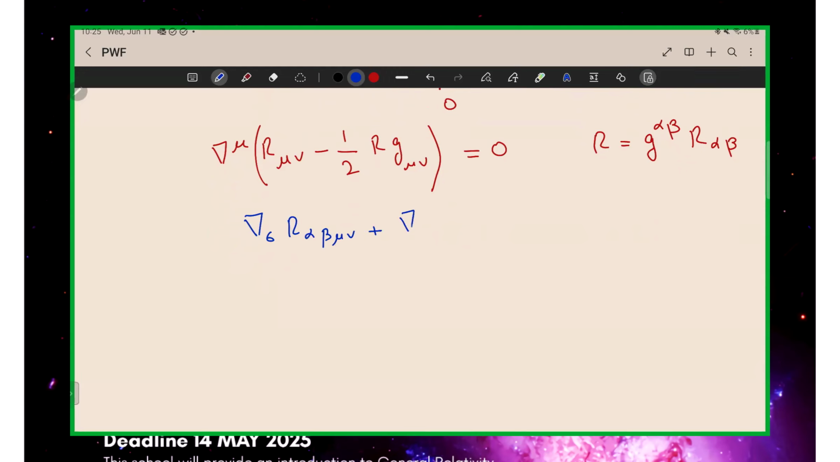Yes, it has to do with the Bianchi identity. Someone asked the question. Yes. And mu, alpha, beta. Okay. And this has to be 0.